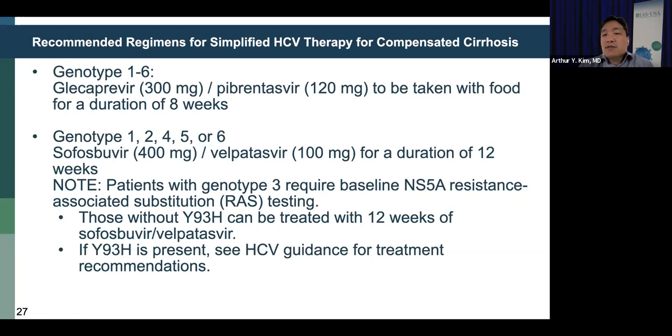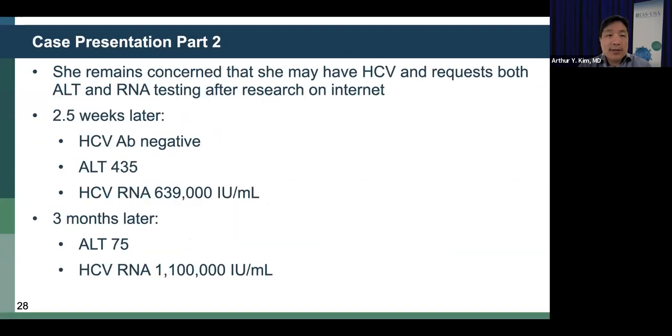There is this issue with sofosbuvir velpatasvir and genotype 3, with baseline testing for what we call resistance-associated substitutions or polymorphisms that may result in decreased efficacy of sofosbuvir velpatasvir. And so this Y93H mutation, this concept should be familiar to those of you involved in HIV care, but if you're not, then it's just a moment of pause for those with genotype 3 and cirrhosis.